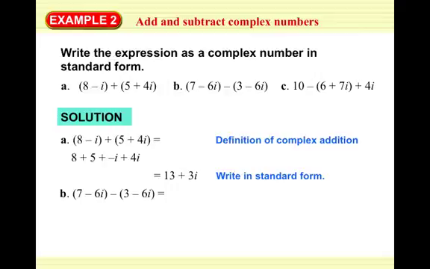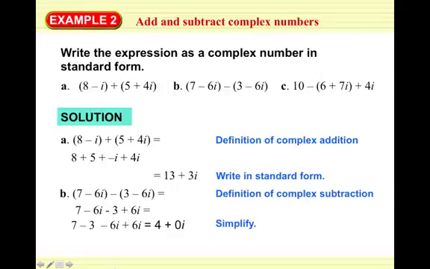All right, if I've got 7 minus 6i minus 3 minus 6i, I'm just going to treat it like it's a variable. So I'm going to have 7 minus 6i minus 3 plus 6i because we distribute the minus. So 7 minus 3 is going to give me 4. Negative 6i plus 6i gives me 0i. So it's just 4. That's it.